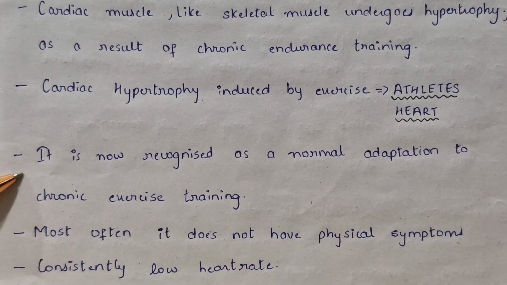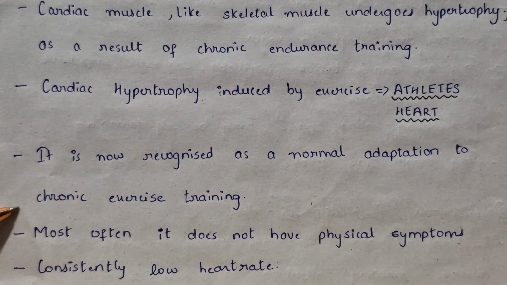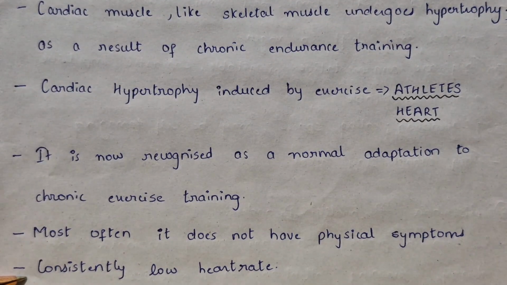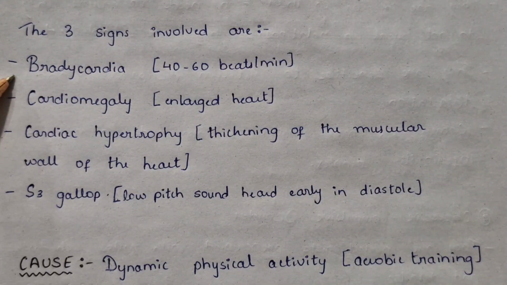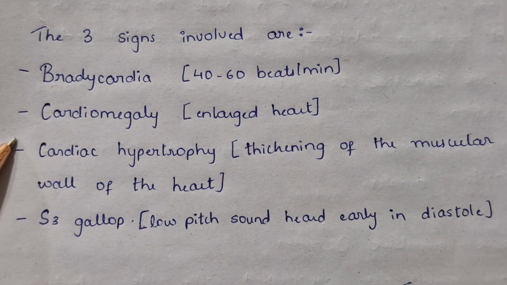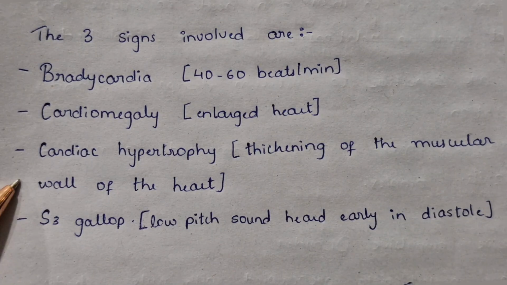However, this cardiac hypertrophy is now recognized as a normal adaptation to chronic exercise training. Most often, it does not have physical symptoms. However, they have a consistently low heart rate, around 40 to 60 beats per minute. There are three signs involved in athlete's heart. The first one is bradycardia, that is decrease in the heart rate, 40 to 60 beats per minute. Then cardiomegaly, that is enlarged heart, and cardiac hypertrophy, that is increase in the size of the heart due to thickening of the muscular walls of the heart.